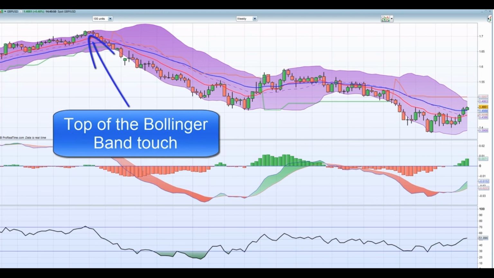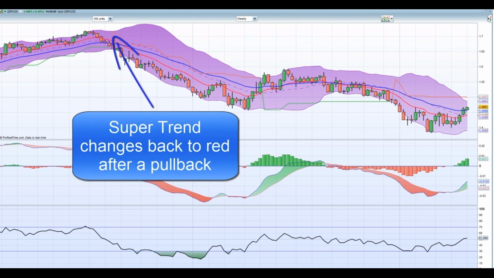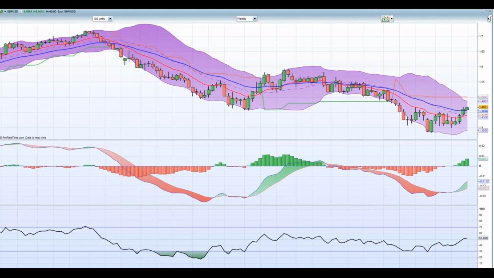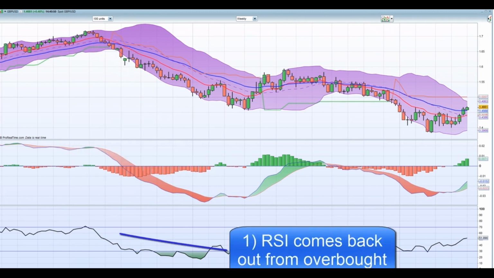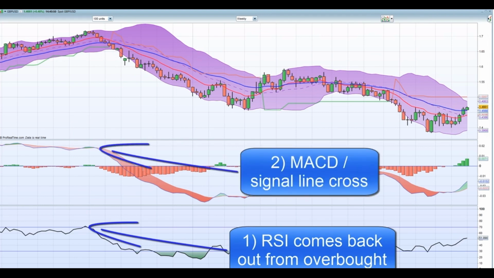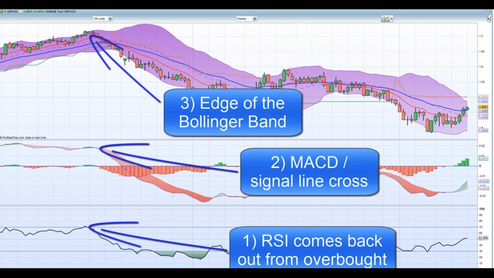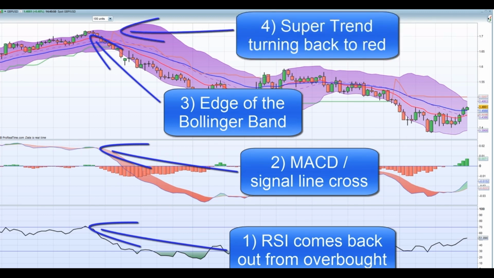We can see the market has hit the top of the Bollinger Band here, but we could also wait for the super trend indicator to change red here before taking the short trade. So now we have the confluence of four indications. We have an RSI coming back out of overbought, we have an MACD cross, we have the market going to the edge of one of the deviations on the Bollinger Band, and we also have the super trend turning back to red.